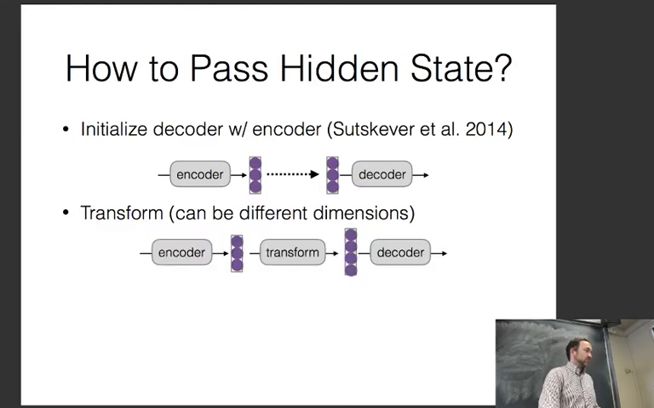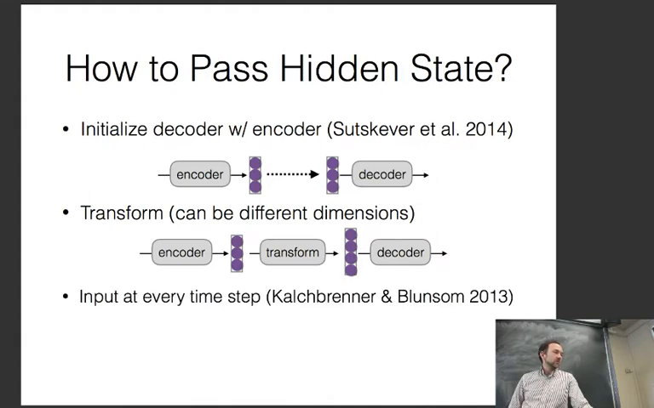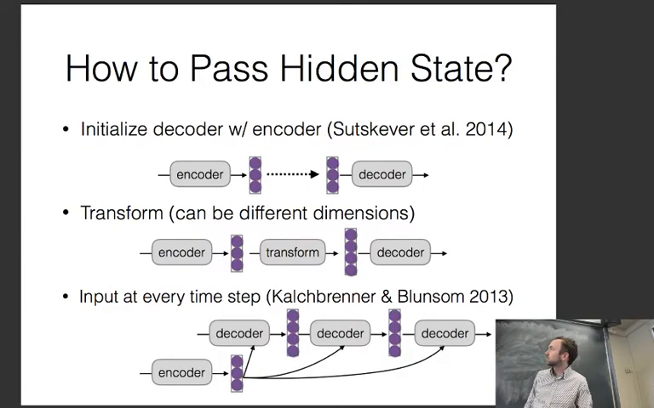We can also transform into different dimensions. So let's say we want a decoder that's bigger than our encoder. We can do something like a linear transform, and if our linear transform is from a vector of size 3 to a vector of size 4, then we can pass along things of different sizes between them. Another thing is you can also input at every time step. The first modern paper on neural machine translation is the Kalchbrenner and Blunsom paper. Basically what they did is they took the encoder state and fed it into the decoder every time. So it's like a language model, and at every time step it can reference the thing that you encoded from the input.